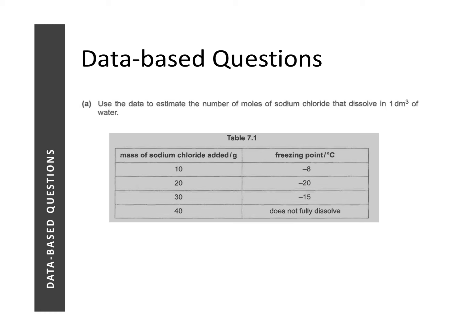The first question, use the data to estimate the number of moles of sodium chloride that dissolve in 1 dm cube of water. So dissolving sodium chloride in 1 dm cube of water would be related to the experiment that the scientist was doing. Okay, in the experiment, what she did was to dissolve sodium chloride and calcium chloride in 100 centimeter cube of water and to measure the freezing point. Alright, so the data was given in table 7.1 for sodium chloride, 7.2 for calcium chloride. So since we are looking at sodium chloride, we should refer to table 7.1.